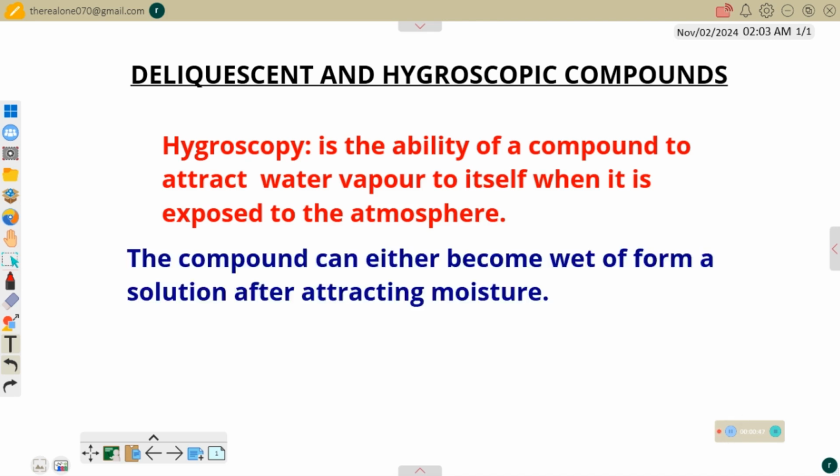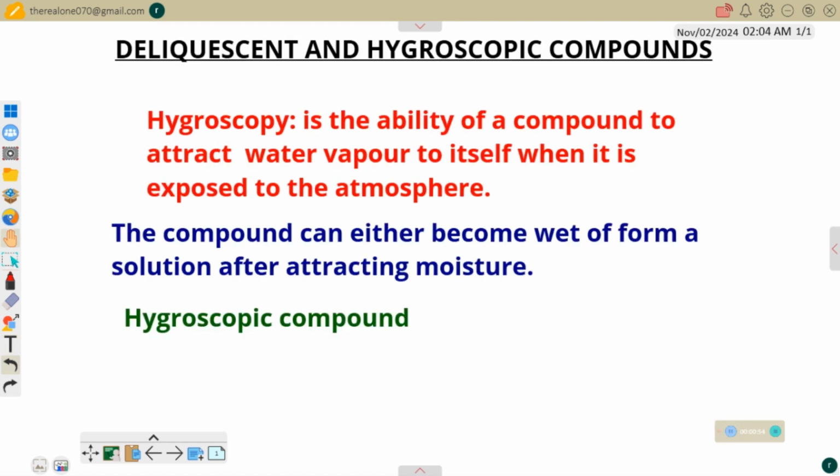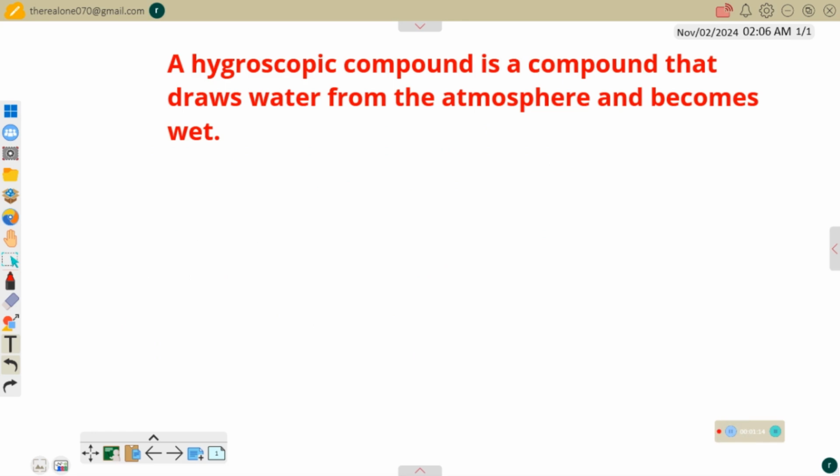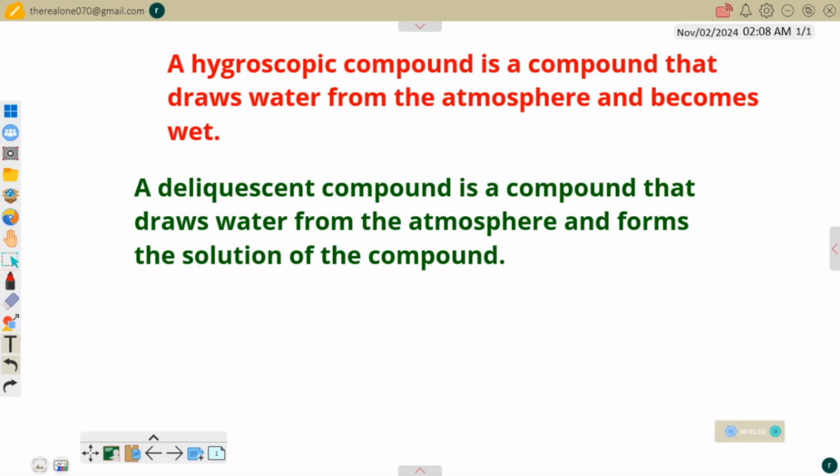So when the compound just becomes wet without forming a solution, it is ordinarily called a hygroscopic compound. But on the other hand, if it attracts moisture from the atmosphere and becomes a solution, it is called a deliquescent compound. So now we can define them in this way. A hygroscopic compound is a compound that draws water from the atmosphere and becomes wet. On the other hand, a deliquescent compound is a compound that draws water from the atmosphere and forms a solution of the compound.